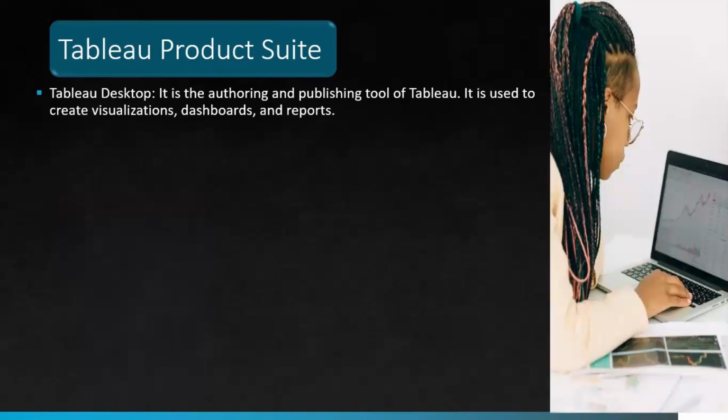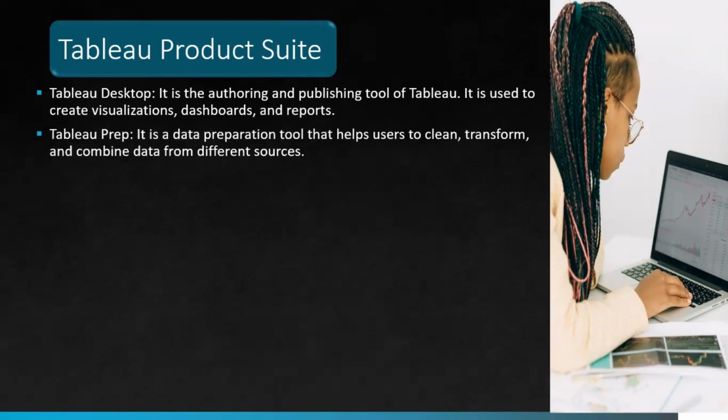So for Tableau Desktop, right, this is the authoring and publishing tool of Tableau. You use Tableau Desktop to create your visuals, create your dashboards and reports. So this is where you do your report building, right, in Tableau Desktop. Then Tableau Prep is the data preparation tool. It helps you clean, transform, and combine your data from different sources. So this is used to prepare your data, right, as the name implies.